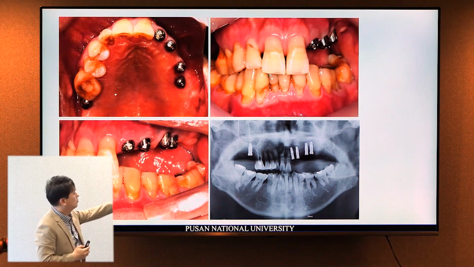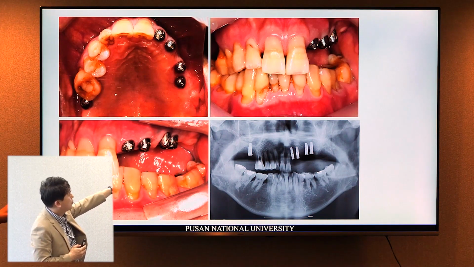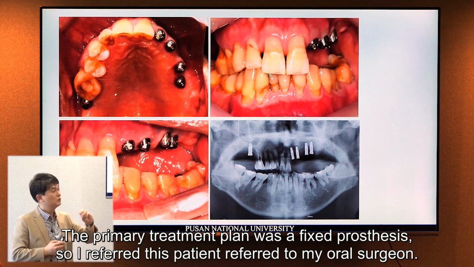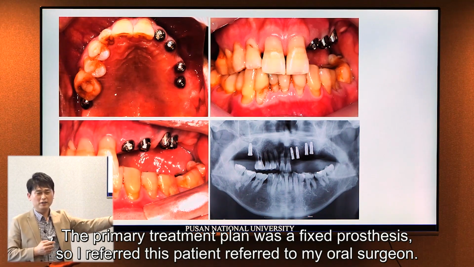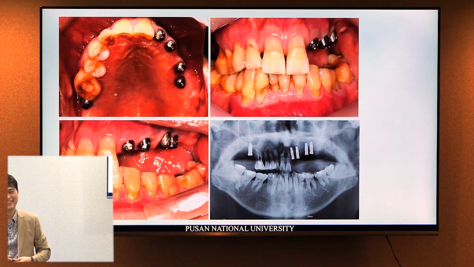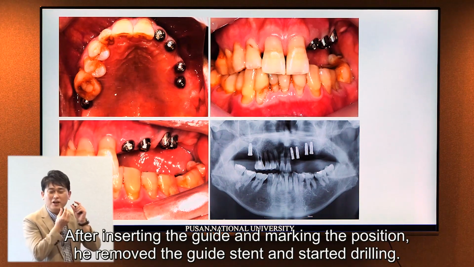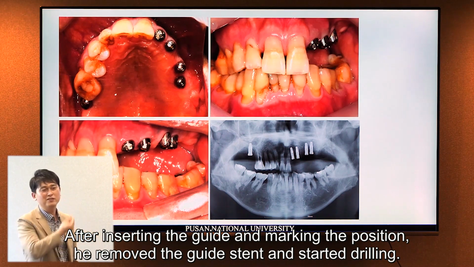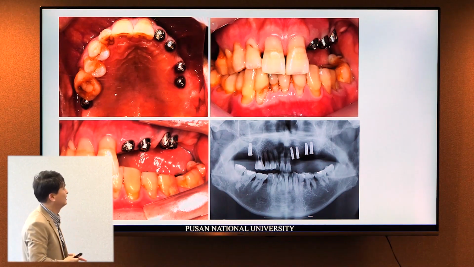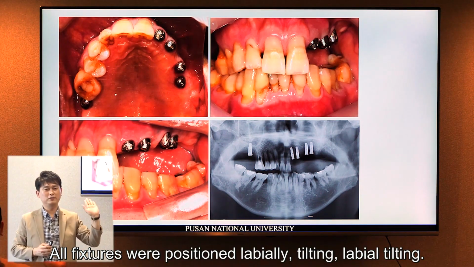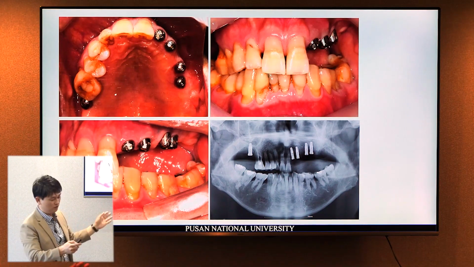So anyway, look at this. The primary treatment plan fixed the prosthesis, you know? So I referred to my oral surgeon. At that time, I made a guide surgery stent, but he didn't use that. Because after inserting the guide and marking the position, he removed the surgical guide stent and then drilled. So look at this. Every implant is positioned labially. Labial tilting, you know?